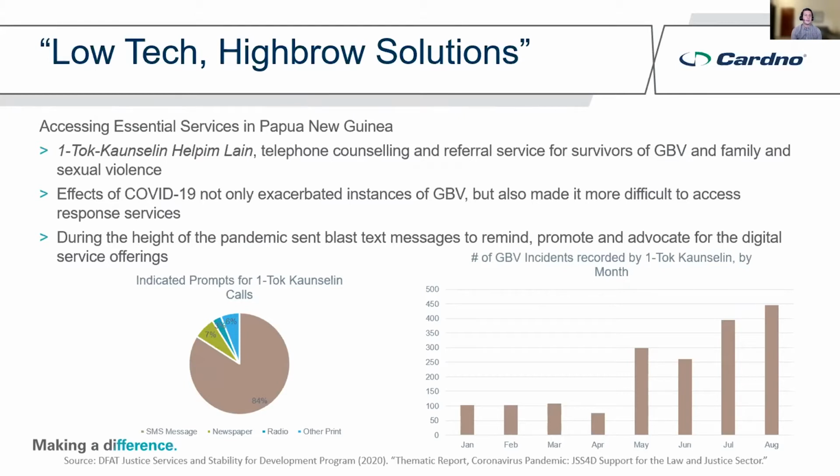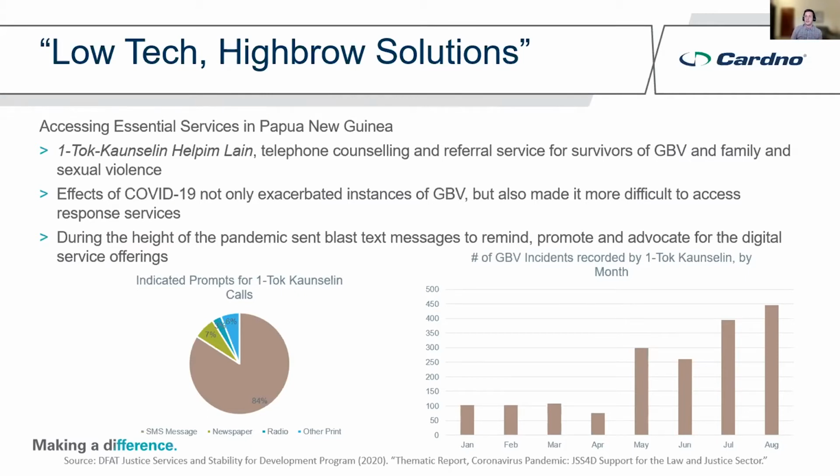Cardno implements a program that's funded by the Australian government called Justice Services and Stability for Development, or the JSS4D program. And this program is working in the justice sector around gender-based violence and community safety. And one of the activities and ongoing essential services being provided in PNG is the One Talk telephone counseling hotline that helps support survivors of GBV in Papua New Guinea. And this is a counseling service that provides access to medical and psychological care, legal support, and emergency protection. And what we wanted to do was ensure that those services were online and continued during the pandemic.